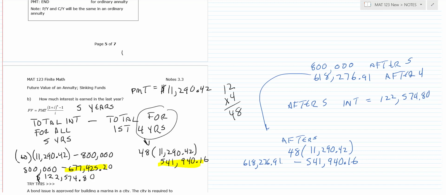years. Okay? So what I'm doing with this essentially is 5 years would be the 60. The 60 times 11,000, that's how much money I put in 5 years. What's the 800,000? That's the amount after 5 years that's in the annuity. So the difference is this. Over here, 4 years, 48 payments gives you this 541,000. If I subtract that from the 618 that I got from the TVM, that would give you how much interest was earned after 4 years.